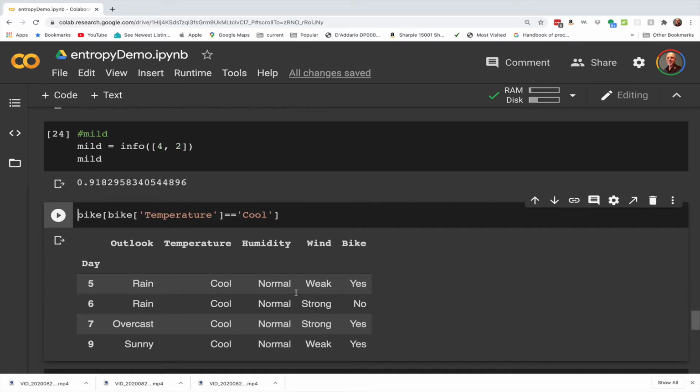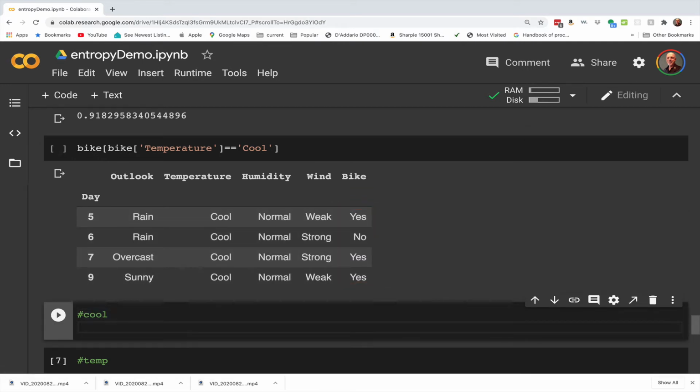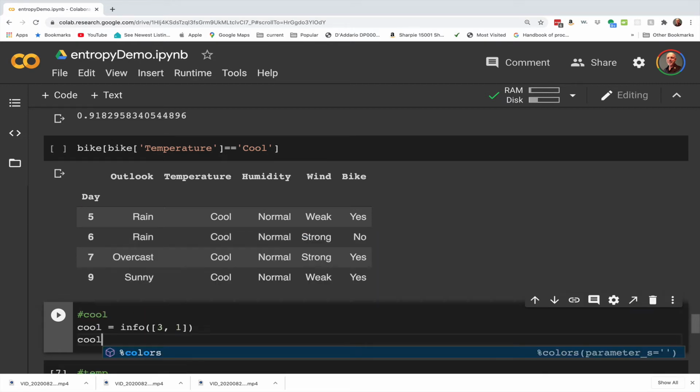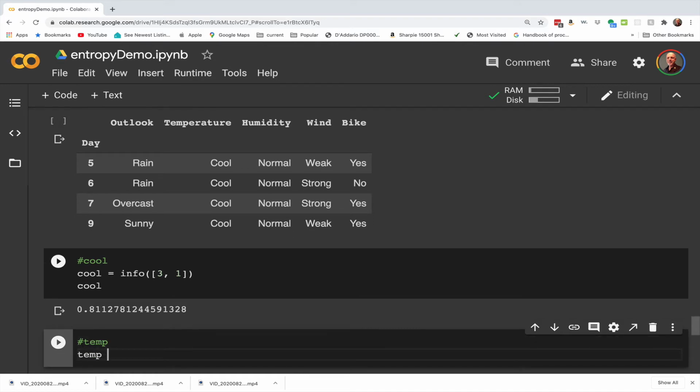All right, and now let's look at cool. So there's 4 cools, and 3 times when it was cool, the person mountain biked. Okay, and we got the entropy there. And now we have to compute the entropy for the entire temperature case. So that is temp. And remember, we have to portion the value based on how many there were.